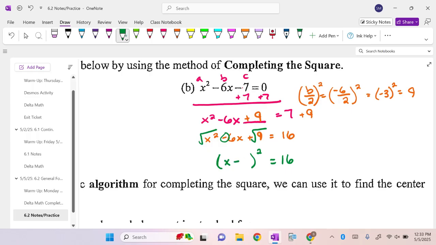X minus 3. Square root of x squared is x. We keep the minus that's in front of the second term. Square root of 9 is 3. And then it's all equal to that 16. So just like that, we complete the square.